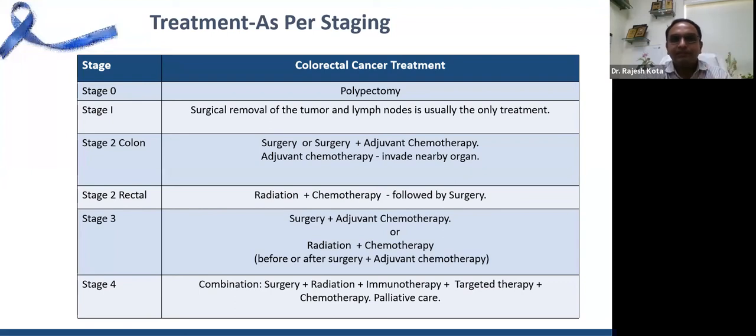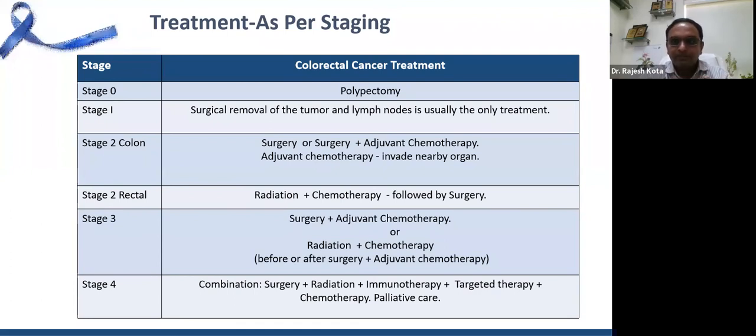For stage 3 cancers, we usually do surgery and additional chemotherapy, or we can give radiation and chemotherapy before the surgery, followed by surgical removal of the tumor, and then we give additional chemotherapy based on the biopsy report. Once the tumor is removed surgically, we again test it with the help of a pathologist and see the characteristics of the tumor, where all it has spread, what is the stage, what is the type of colon or rectal cancer, and based on that we try to give additional therapy also.